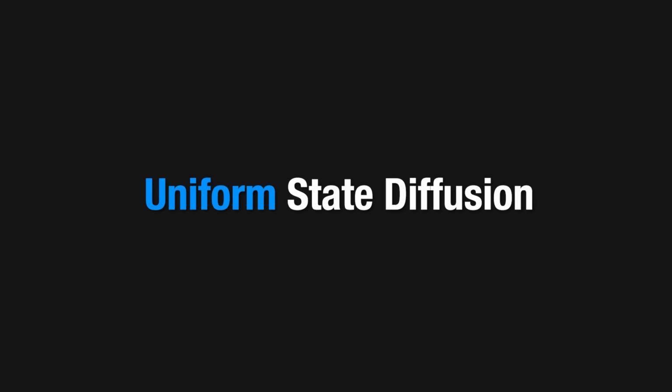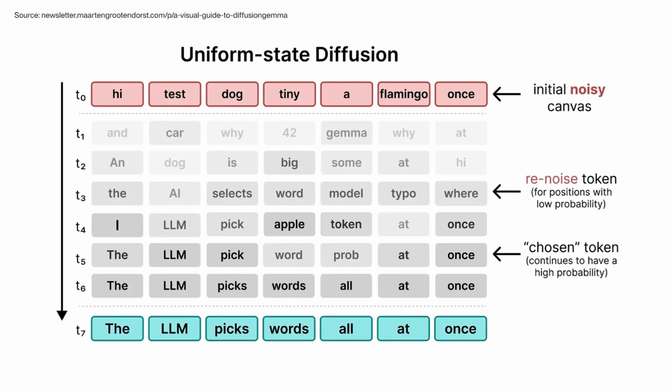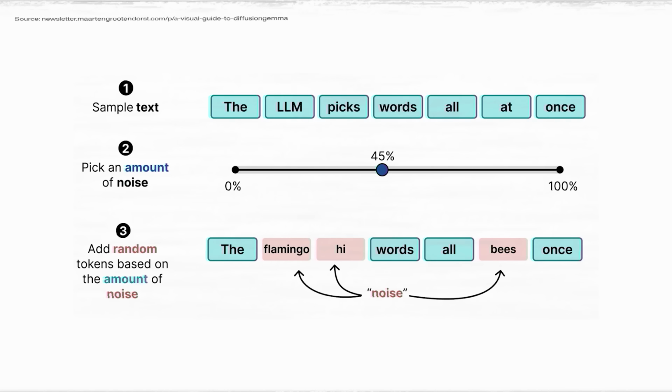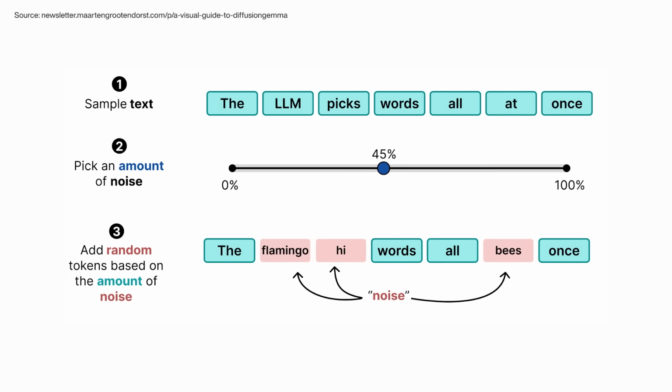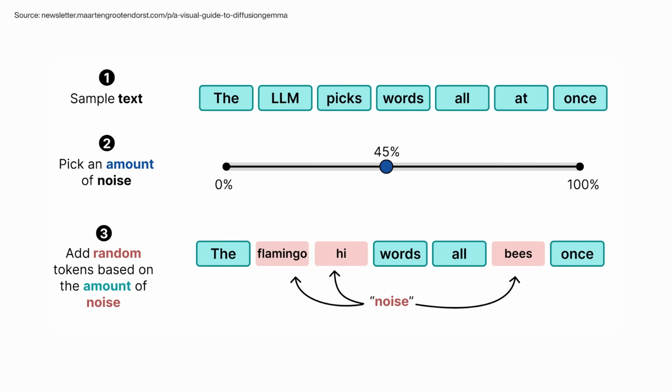Well, DeepMind came up with something called uniform state diffusion. So instead of fiddling with letters, you treat the randomly swapped out word as the noise. And to corrupt your training text, you replace some real words with random ones, and the model's job is to figure out which words are garbage and eventually fix them with multiple passes.